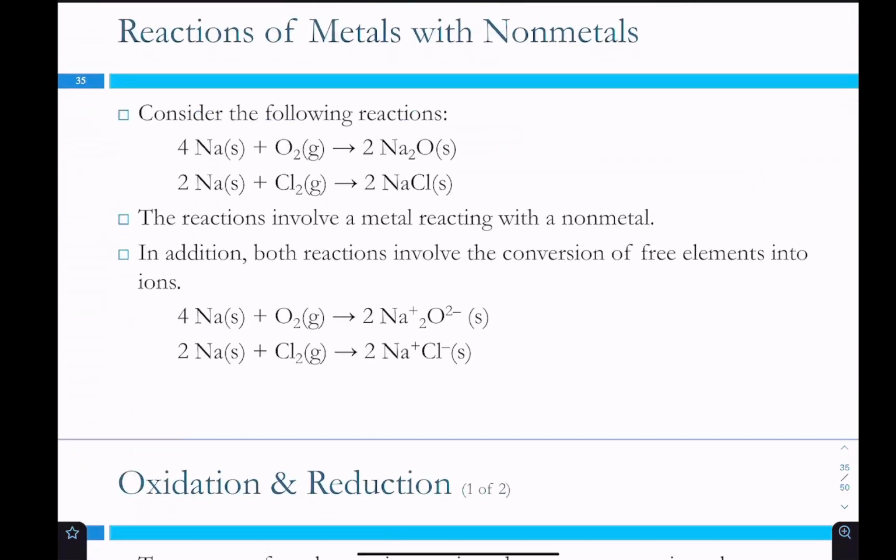So if we take a look at these reactions, sodium reacting with oxygen, sodium reacting with chlorine, both of these reactions involve a metal reacting with a nonmetal, and they both involve the conversion of our free elements into ions. Depending on the metal and the nonmetal, different numbers of electrons are exchanged. Because remember, an ion has the same number of protons, usually the same number of neutrons, but a different number of electrons. And so we're only ever changing the numbers of electrons that things have.